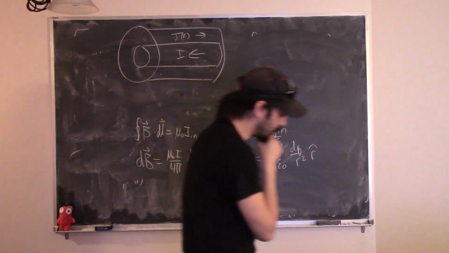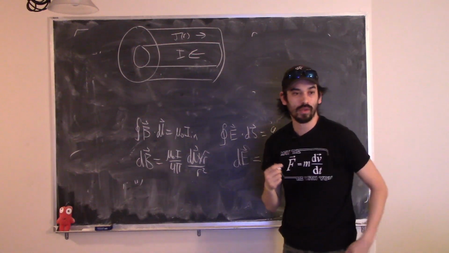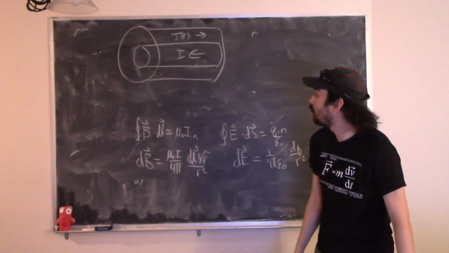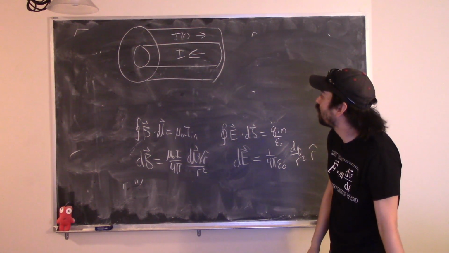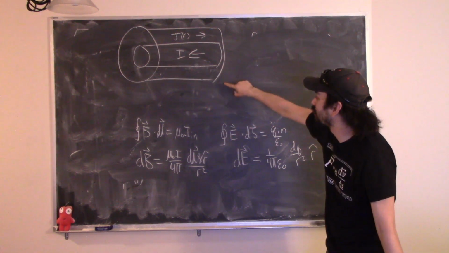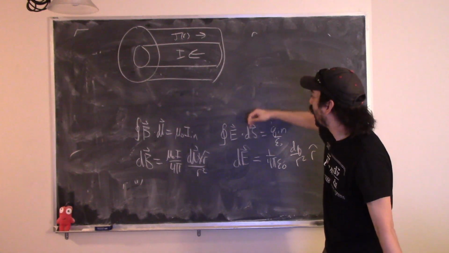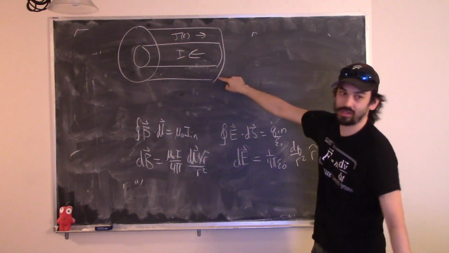And then additionally, I also asked what's a condition between J0 and I if the magnetic field on the outside is 0. I highly suggest looking at this problem.